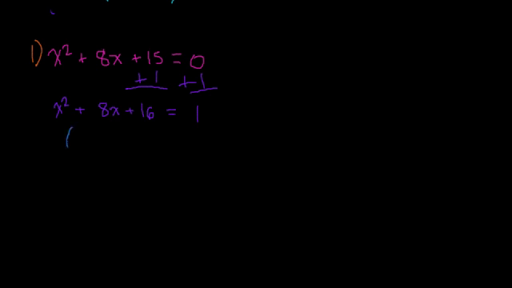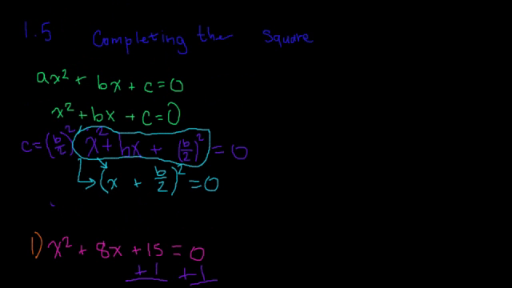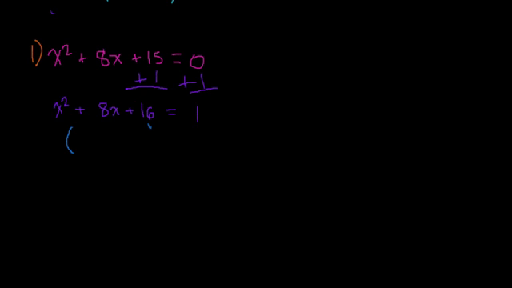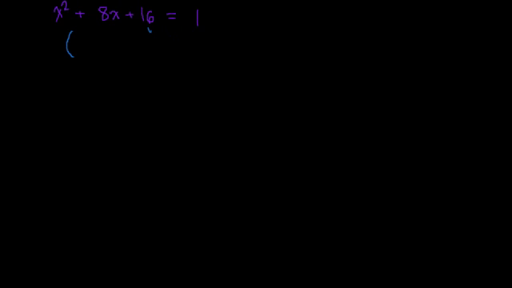Now, this is going to simplify to something. Remember, this is b over 2 squared. So it's going to simplify to x plus b over 2, and then the whole thing squared. So in this case, b over 2 is 4, because 4 squared is 16. So this is all going to become x plus 4, and this whole binomial squared. And if you were to FOIL this, you would get this trinomial right above it.